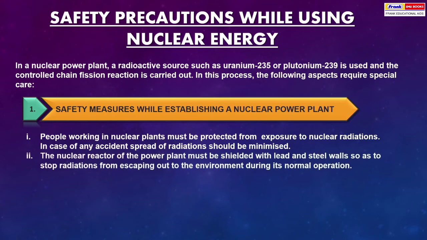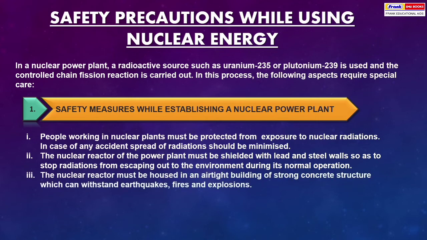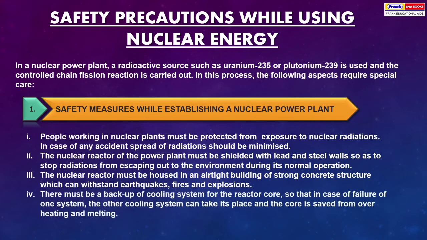The nuclear reactor of the power plant must be shielded with lead and steel walls so as to stop radiations from escaping out to the environment during its normal operation. The nuclear reactor must be housed in an airtight building of strong concrete structure which can withstand earthquakes, fires and explosions. There must be a backup of the cooling system of the reactor core so that in case of failure of one system, the other cooling system can take its place and the core is saved from overheating and melting.